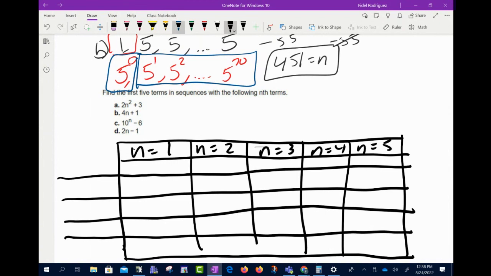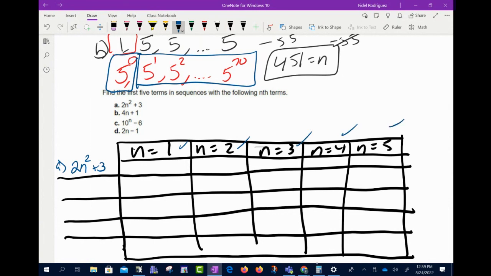Okay, so the first one we have, part A, is 2n squared plus 3. What we're going to do, y'all, is what I call plug and chug. Everywhere I have the letter n, I'm going to plug in the number 1, the number 2, the number 3, the number 4, and the number 5.